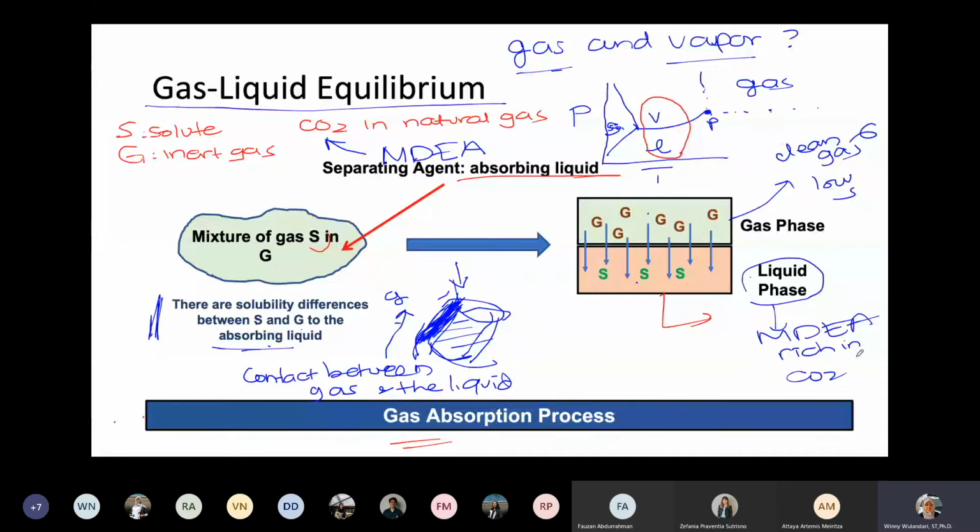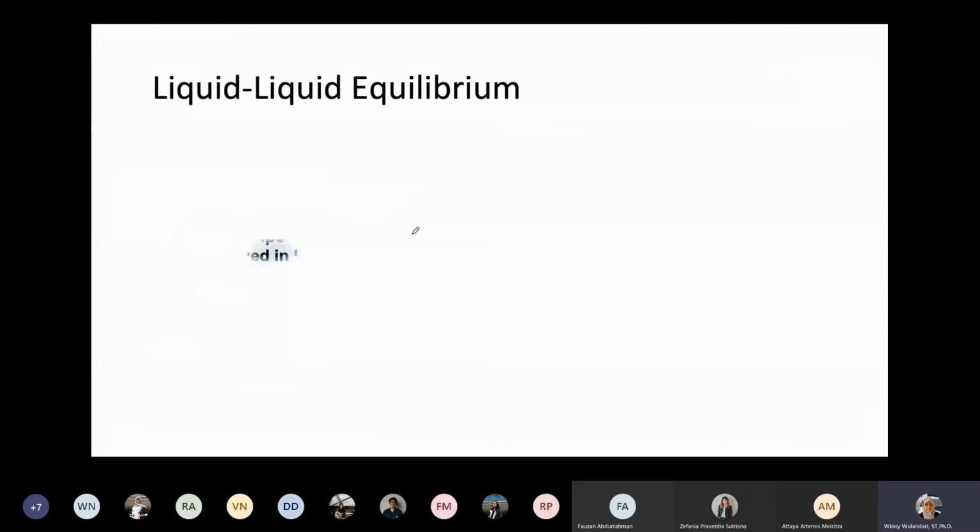Later on in the course, we're going to learn the principles of this, how to calculate the mass transfer, and how to calculate the height of the packing tower. We'll also learn the further process, because we use a solvent and now the solvent is used, so we have to regenerate it. Later the solvent, or the absorbing liquid, can be recycled back to contact the mixture of gas. All right, so that is the gas-liquid equilibrium.